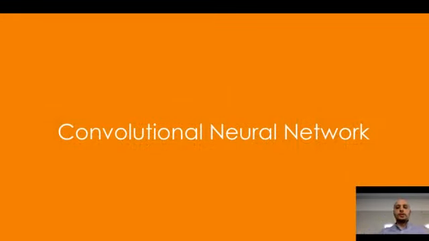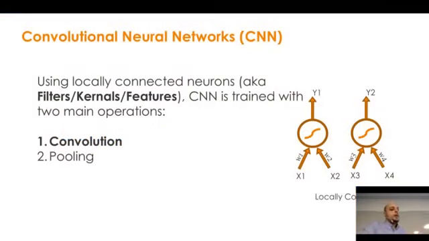Okay, so a convolutional neural network is using what's called filters or kernels to do two things. The first part is the convolution operation. The second part is the pooling operation. That's basically the two main operations that we use in a convolutional neural network.